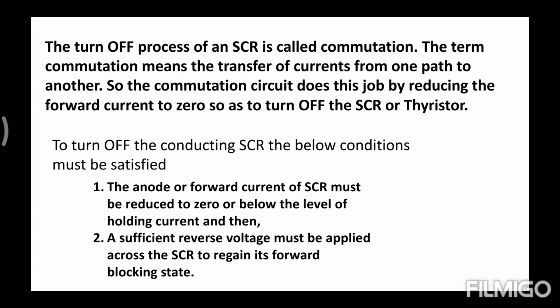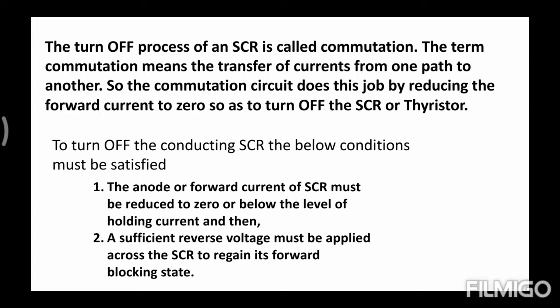So how is this current path changed? By applying some additional circuits or by taking the forward current to zero. So this is the general definition of commutation. That means we are going to turn off the SCR. The turn-off process of the SCR is called commutation. Let us see where we are going to turn off this SCR.